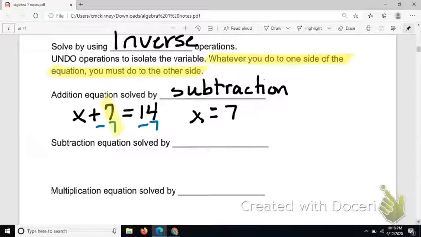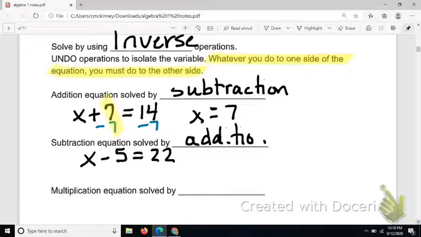So if it starts out with an addition equation, if something is being added to the variable, then we're going to subtract to solve. If it's a subtraction equation, the opposite of subtraction, you got it, addition. So if it starts out with subtraction, then to solve, we're going to have to add 5.